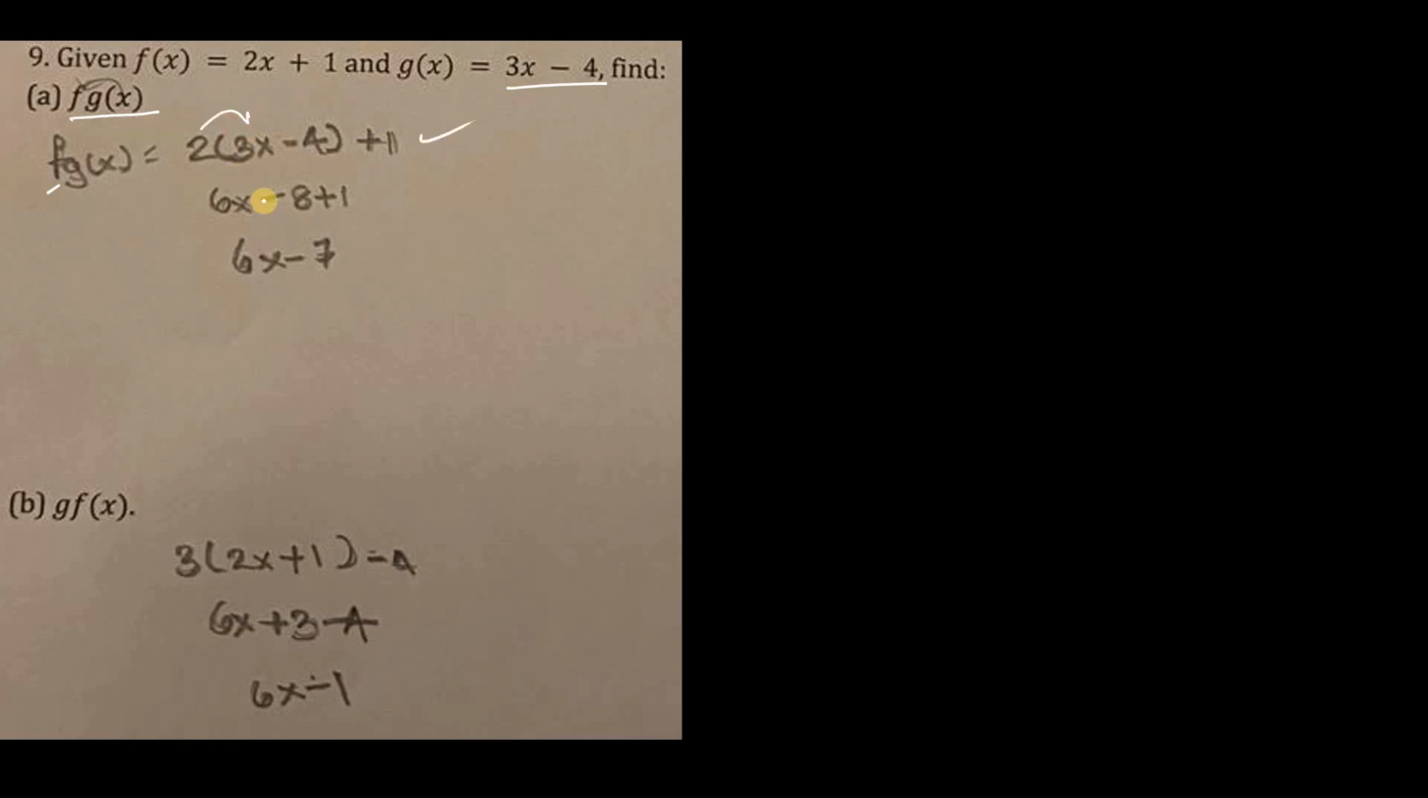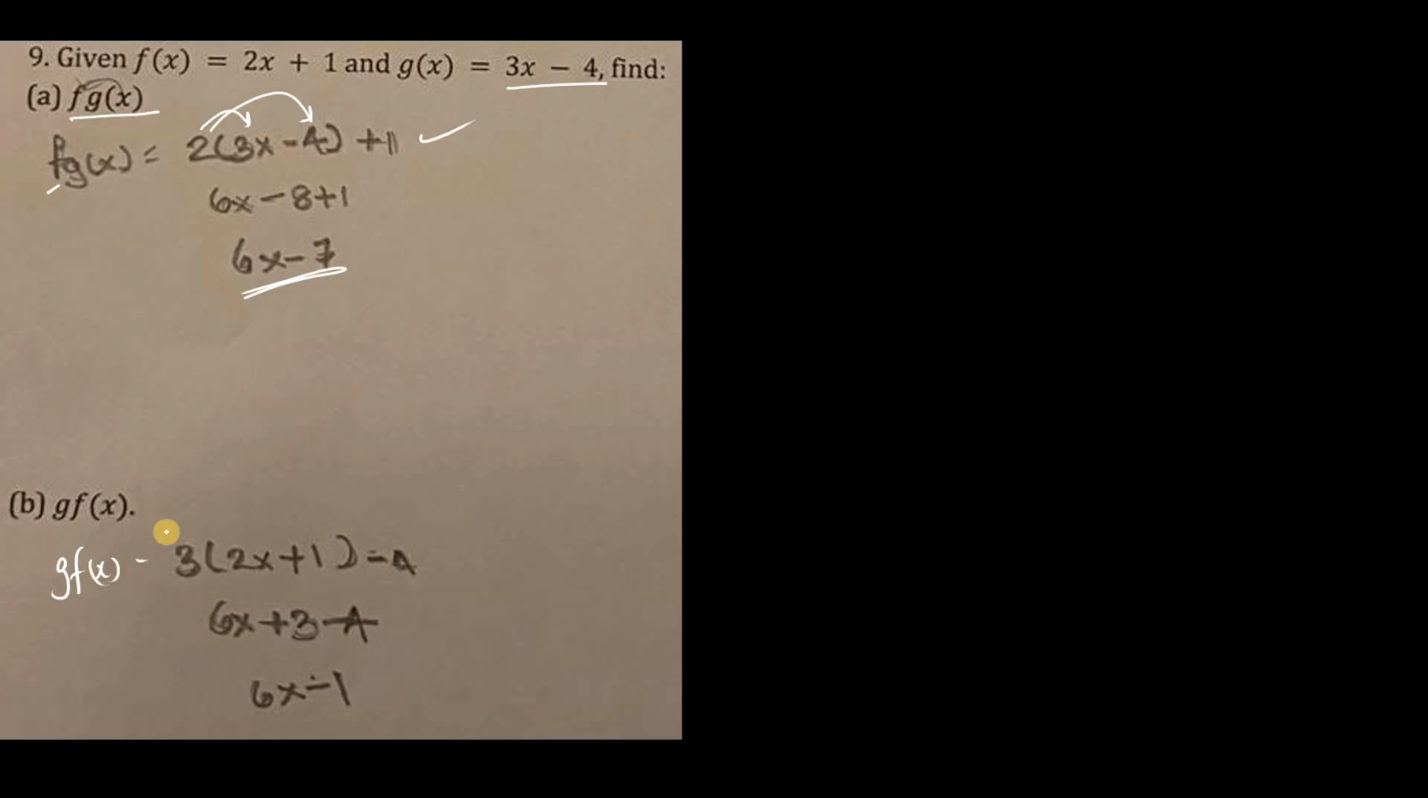Then we distribute. 2 times 3x gives us 6x, and 2 times -4 gives us -8, then put a plus 1. And only the like terms can be simplified, so these are the like terms. We put back the 6x, and minus 8 plus 1 would be -7. Different signs, you want to subtract. 1 from 8 gives us 7, and we have more negatives, so we put negative. That's correct.